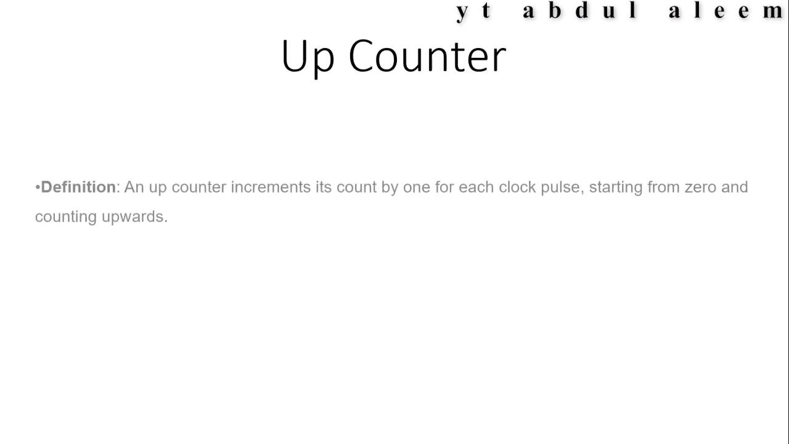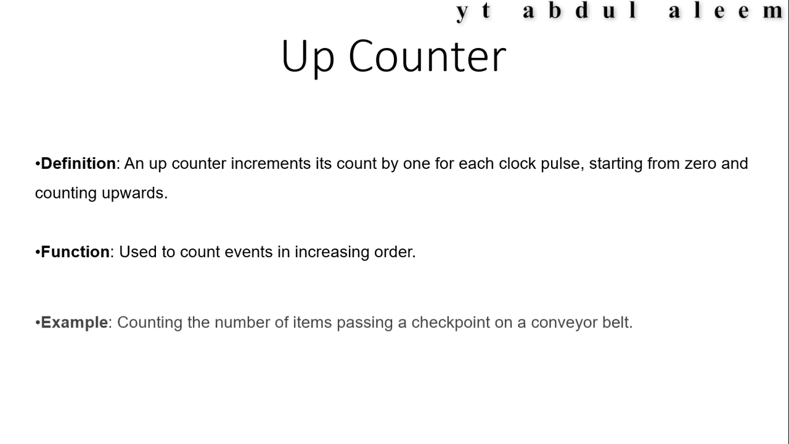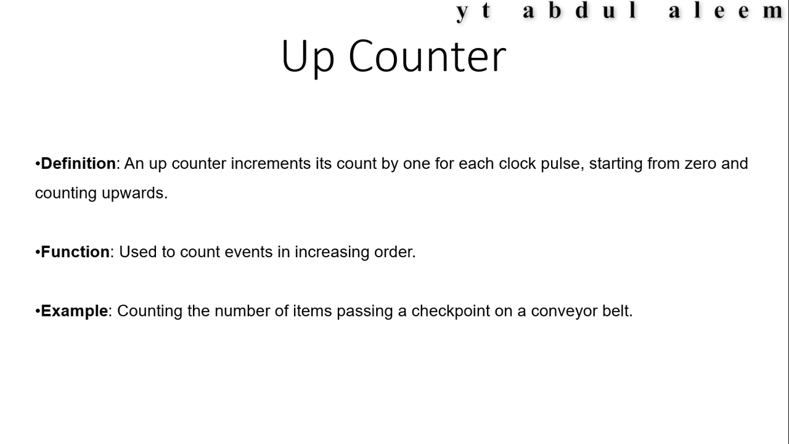Up counter. Definition: an up counter increments its count by 1 for each clock pulse, starting from 0 and counting upwards. Function: used to count events in increasing order. Example: counting the number of items passing a checkpoint on a conveyor belt.